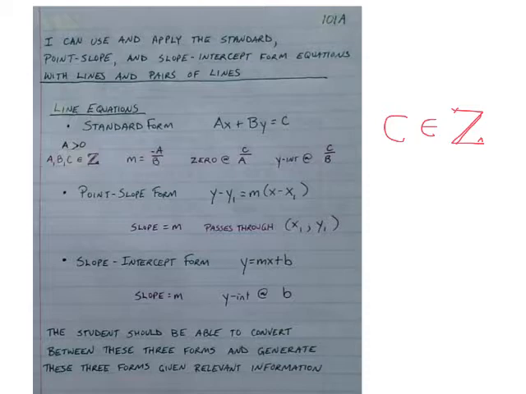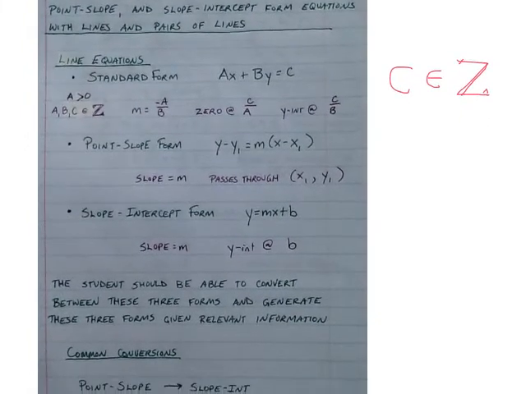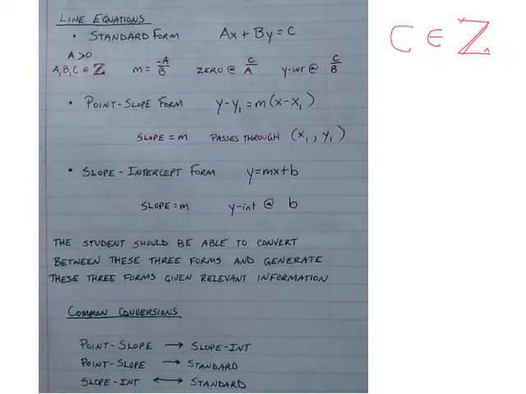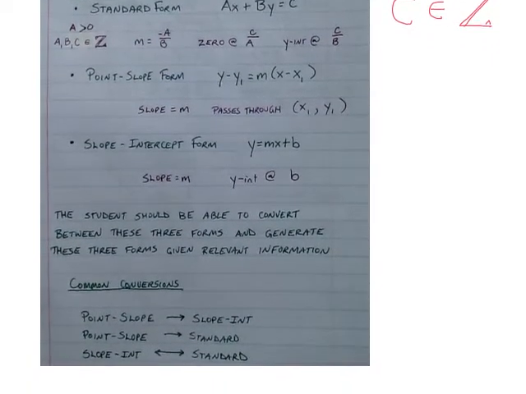And the third line equation is the slope-intercept form, y equals mx plus b. This is perhaps the first line equation that you learned back in Algebra 1. It has a slope of m and a y-intercept of b, hence the reason it's called slope-intercept form. So a student should be able to convert between these three forms and generate these three forms given relevant information.